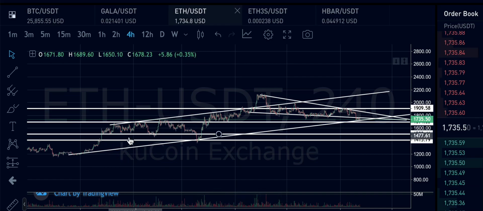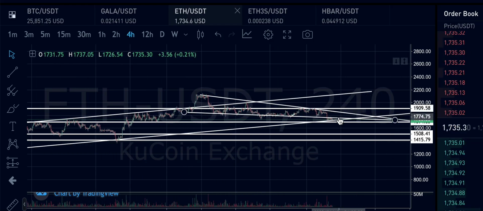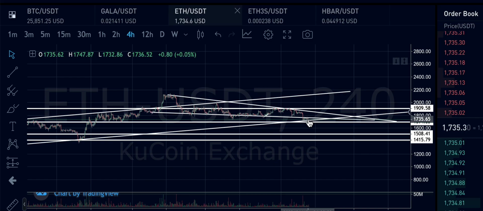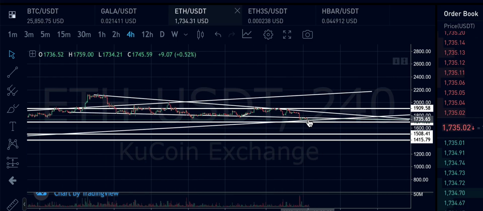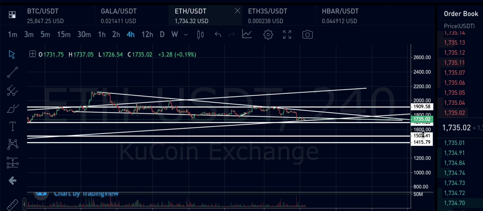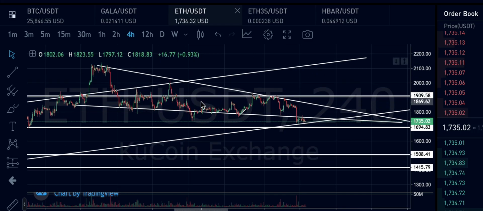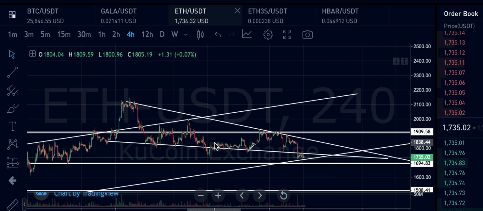And this is just how it bounced. You can see how it ping, ping, ping, ping up off. It broke out, and then it came back down, and it's retested this. Now this is the question. Now, if we zoom this out and bring this down on our 4-hour.